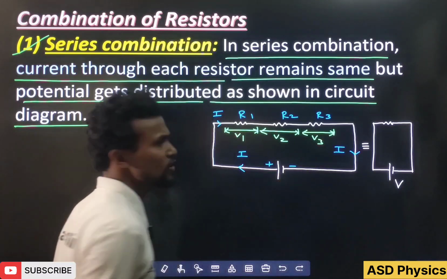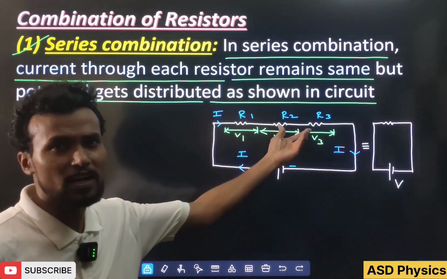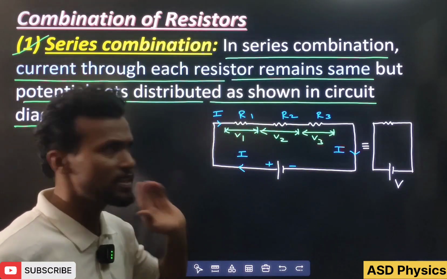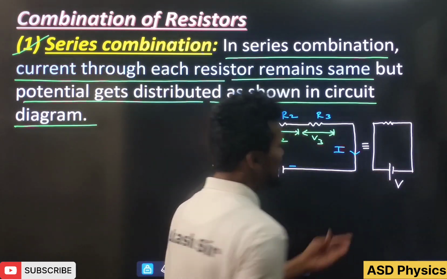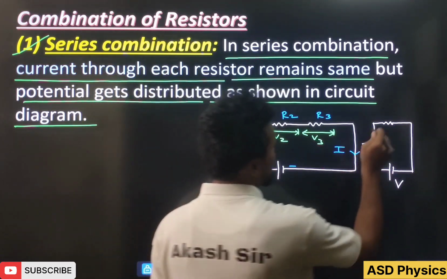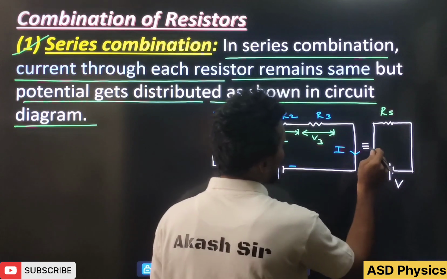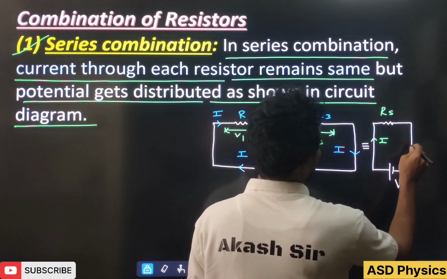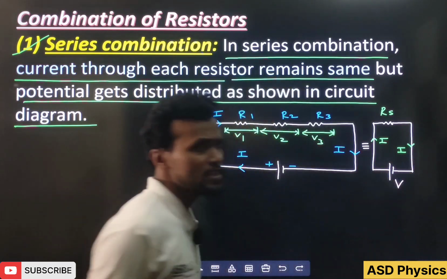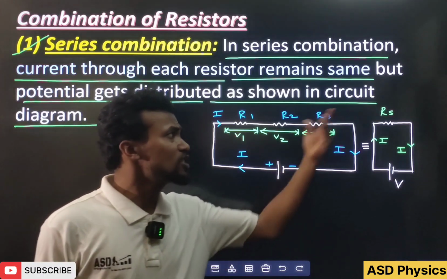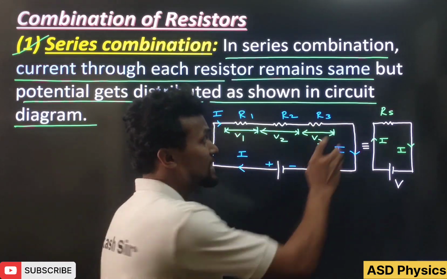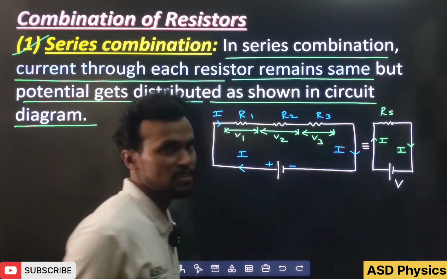Why am I taking V1, V2, V3? Because the values R1, R2, R3 are different. That's why we are taking different potential drops. Okay, and here this is the equivalent diagram, and let's take the equivalent resistance as RS. Here also current I, and here also current I. So here students, remember that the equivalent means a single resistor which can replace these three resistors.